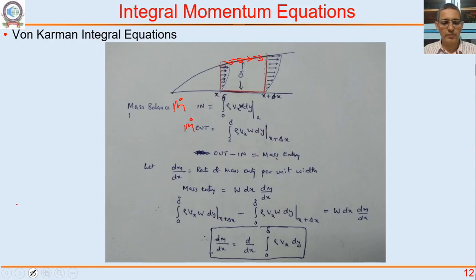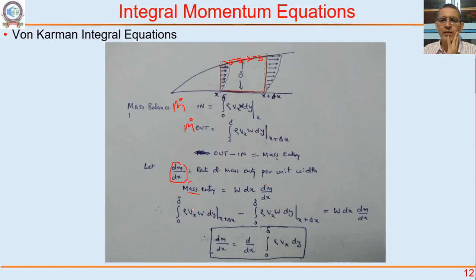Let me make that correction. We can say that it is per unit width, but per unit length also. That's why we are taking dm by dx. So dm by dx is the rate per unit length, per unit width. m dot is per unit width, so I need to multiply this by m dot, W and dx. That will tell me the rate at which mass comes in from the top.